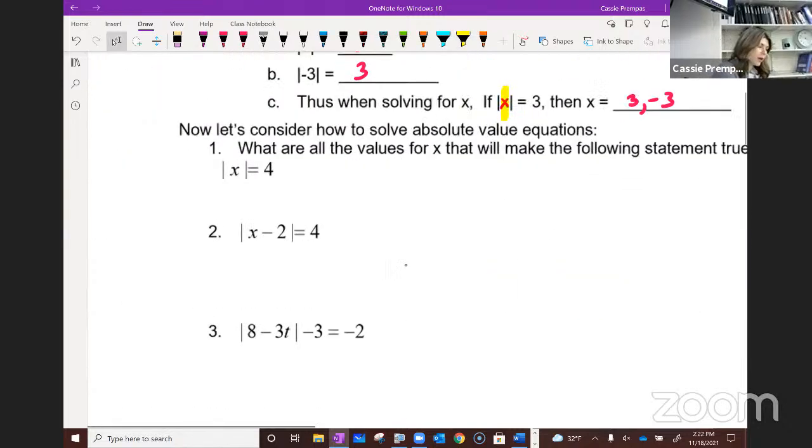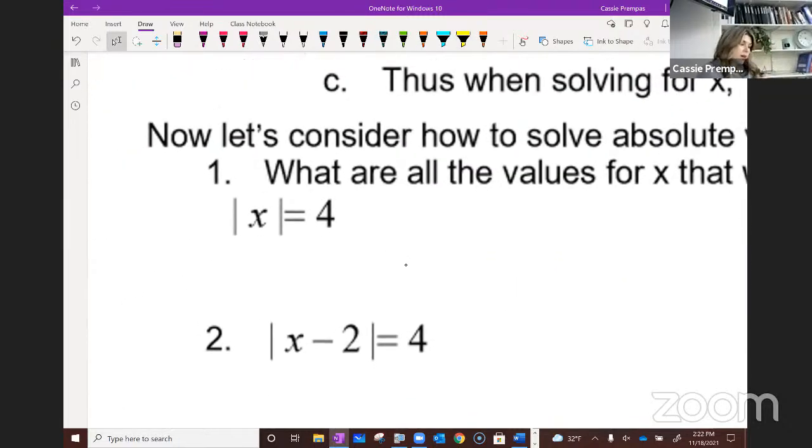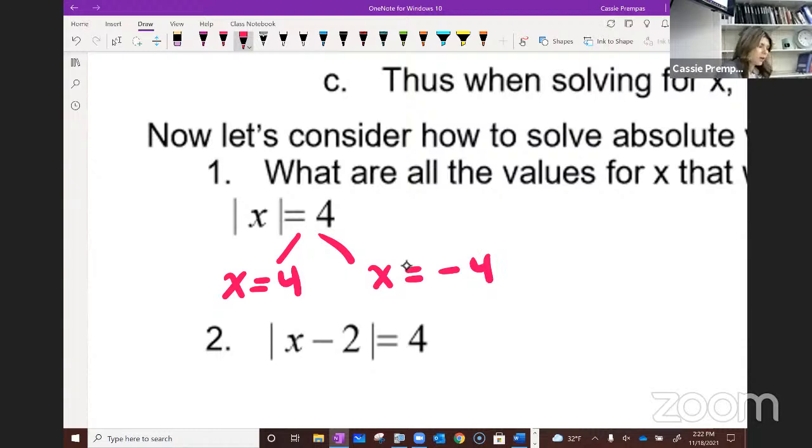All right, let's take a look at number 1. Number 1, if I have the absolute value of x is equal to 4, to solve this, I have to take into account 2 directions away from 0 on the number line and show that x could equal 4 or x could equal -4. And those would be my 2 answers.